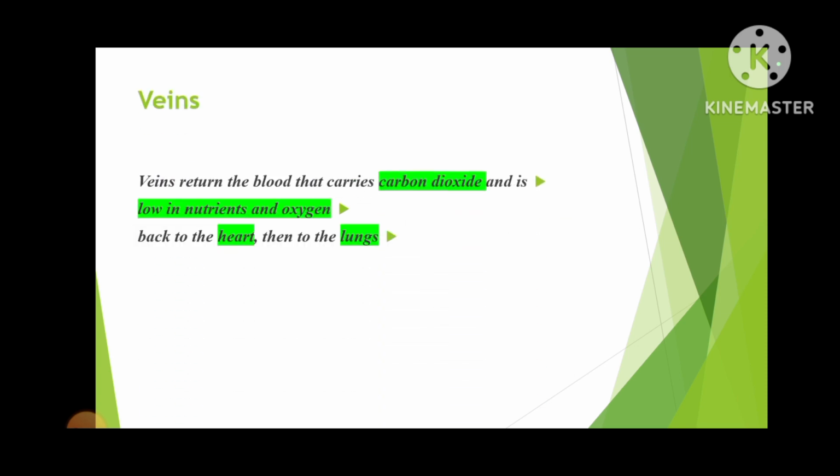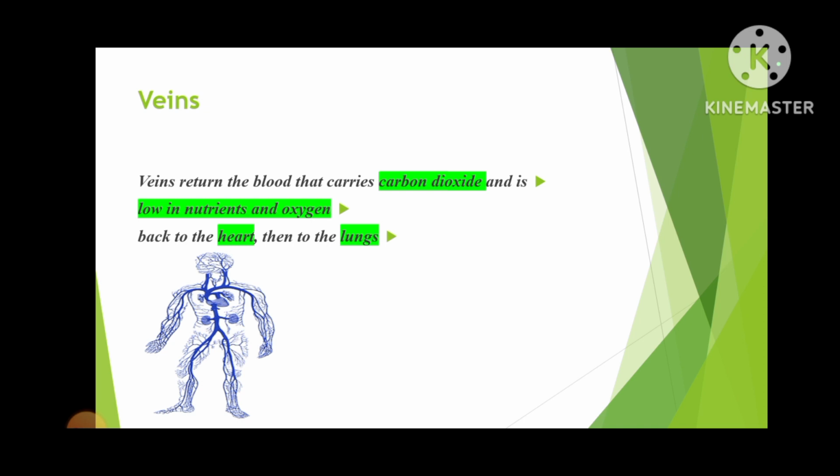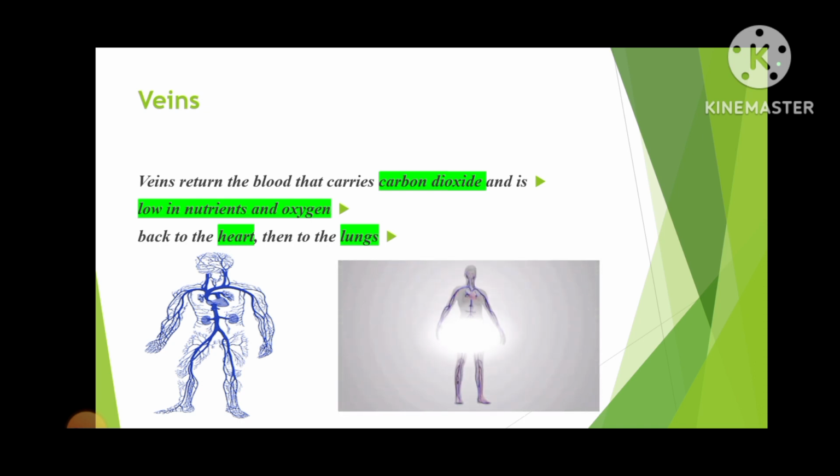And veins return blood with carbon dioxide and low nutrients and oxygen back to the heart and to the lung. From heart to lung, artery. From body to heart, veins.